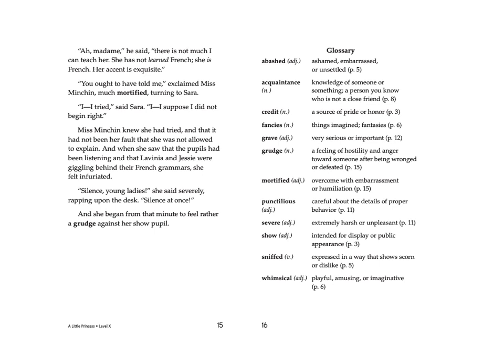Miss Minchin knew she had tried, and that it had not been her fault that she was not allowed to explain. And when she saw that the pupils had been listening, and that Lavinia and Jessie were giggling behind their French grammars, she felt infuriated. "Silence, young ladies," she said severely, rapping upon her desk. "Silence at once." And she began from that minute to feel rather a grudge against her show pupil.